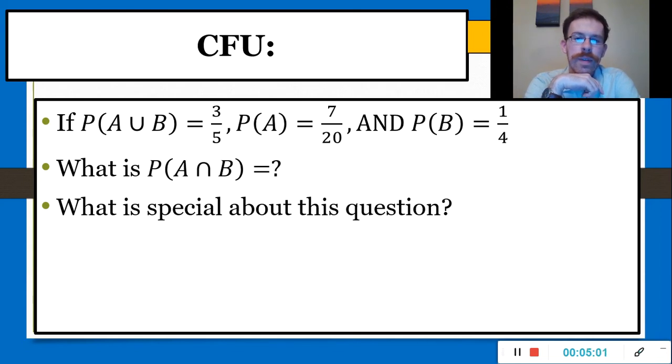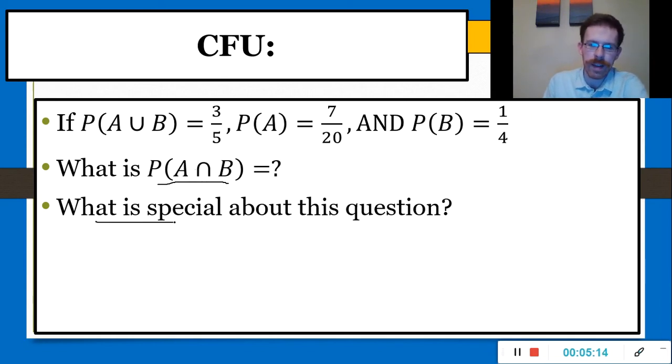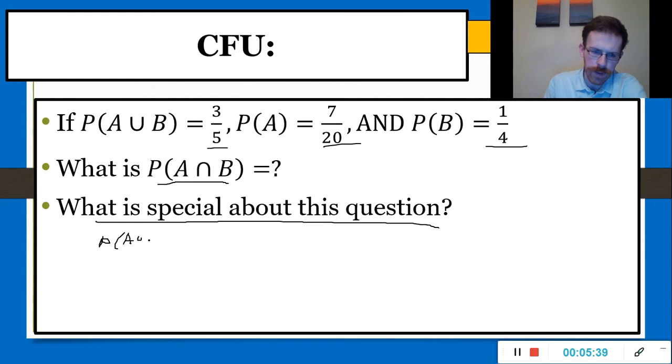Alright, look at this one. The probability of A union B is equal to 3 over 5. The probability of A is equal to 7 over 20. The probability of B is equal to 1 over 4. We want to find the intersection of A and B, the probability of A and B. Now, what's different about this question? The first thing I notice is that they all have different denominators. We have a 5, a 20, and a 4, so we're going to have to change some numbers up. But if we put things in the proper order, we can notice that it's not that hard.